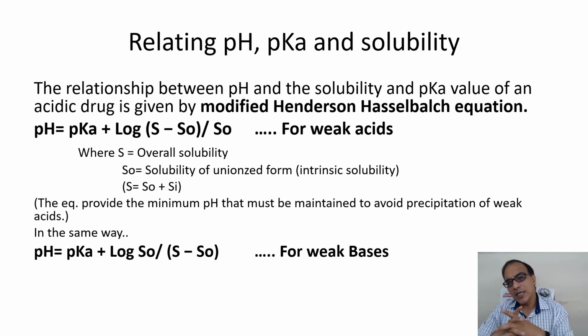So relating the pH, pK and solubility, the relationship between pH, solubility and pK value of an acid drug is given by the modified HH equation, which can be represented as you can see here: pH is equal to pK plus log of S minus S0 upon S0, where S0 is the solubility of the unionized form, that is the intrinsic solubility. The equation provides the minimum pH that must be maintained to avoid precipitation of a weak acid. In the same way, you can write the equation for weak bases.